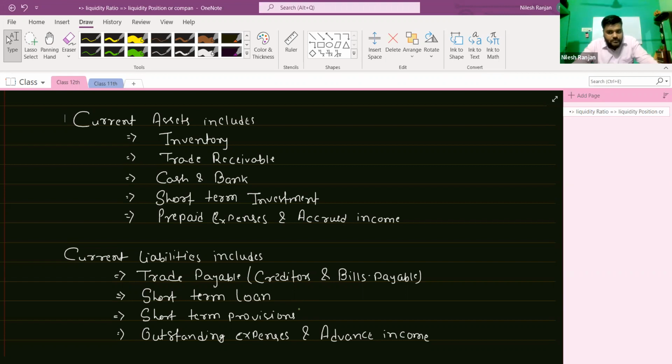And if you talk about theory, then current assets are those items which will be converted into cash within 12 months. So it is basically the main definition for current assets. And same with current liabilities. If the amount is payable within 12 months, then it is a current liability.